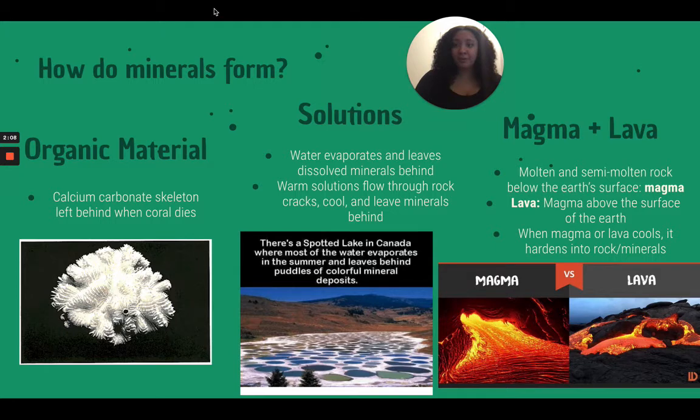So we know what minerals are, but how do they form? They could be formed by organic material, solutions, or from magma and lava. So first, organic material. Those are found in oceans. So when coral dies, it leaves behind a calcium carbonate skeleton, as you see in that picture, and that is considered a mineral. So that calcium is a mineral.